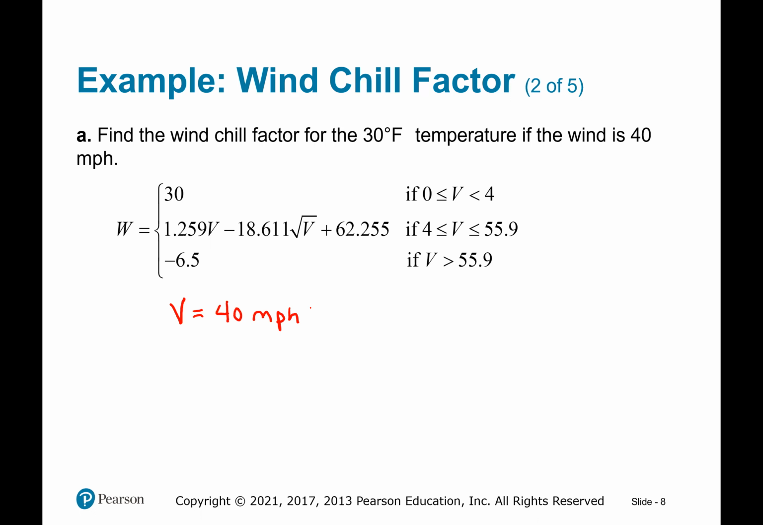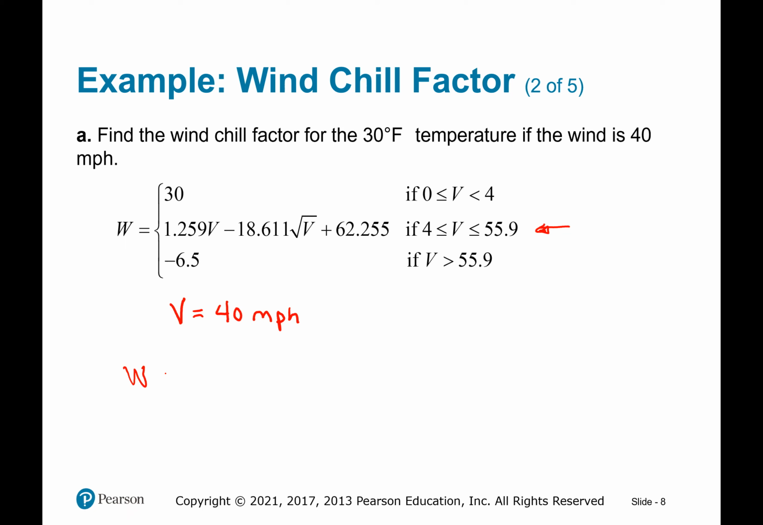So what part of this function do I have to use to find the wind chill factor? The middle one. I have to use the middle one because my wind velocity is between 4 and 55.9. It's 40. So I'm going to use the second part of this to find my wind chill factor.